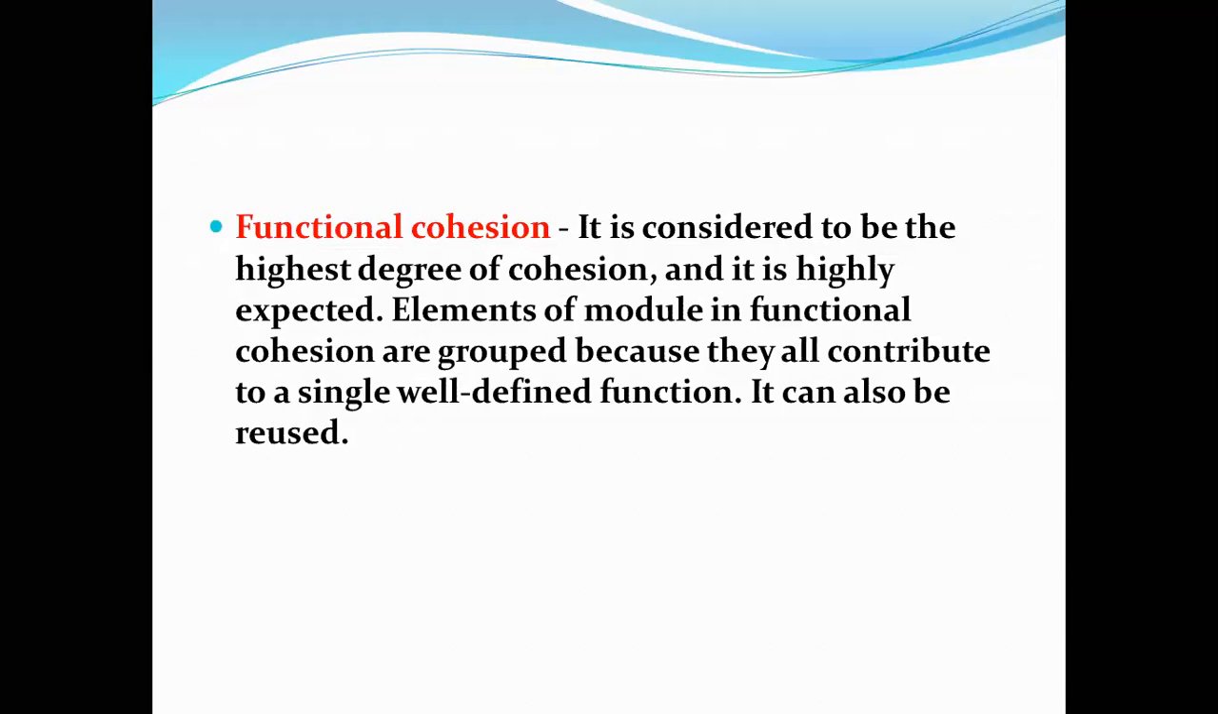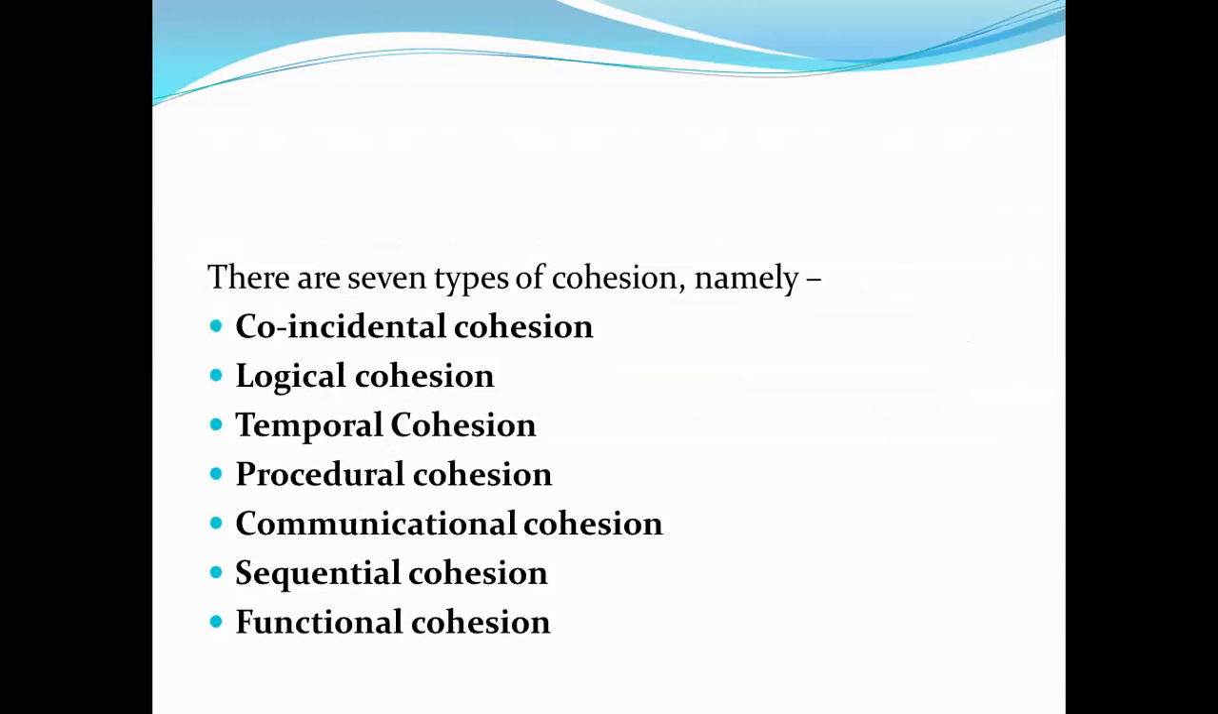So from all these cohesions, the coincidental cohesion has the least cohesion, because the elements are put into a particular module randomly or coincidentally. So it has least cohesion, while this functional cohesion has maximum cohesion associated with it. So this is the basic difference between the coincidental and functional cohesion.